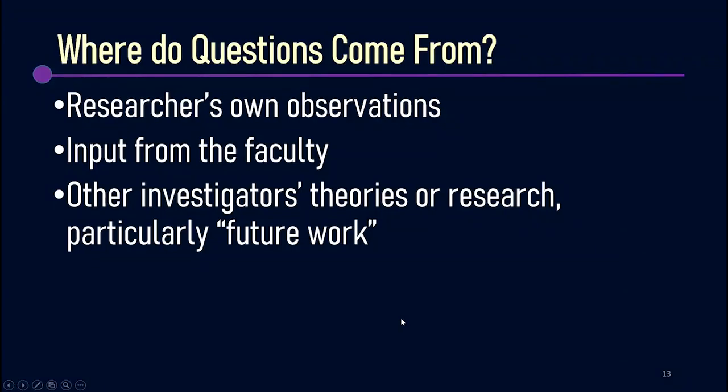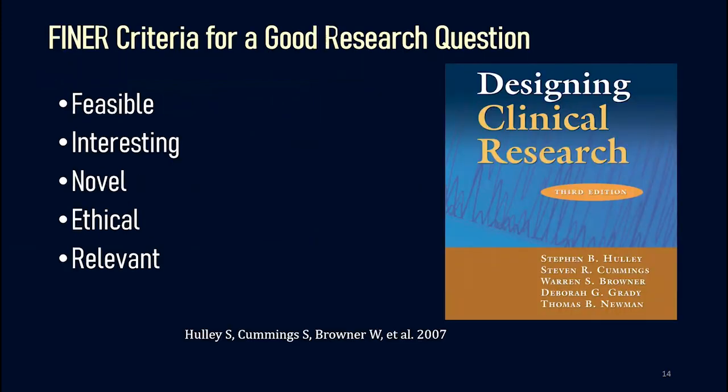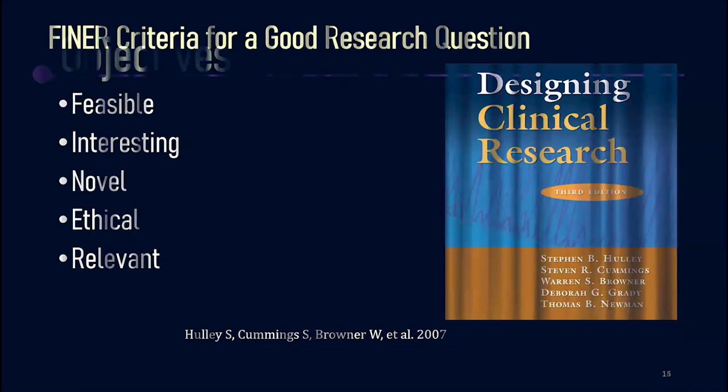Where do the questions come from? The questions typically come from researchers' own observation in daily work, followed by input from the faculty and other investigators' theories or research, particularly future work that is written at the end of the discussion part or in the conclusion part of the previously published work. Hulley and colleagues have described finer criteria in 2007 regarding formulating good research questions. The question should be feasible, interesting, novel, ethical, and relevant.